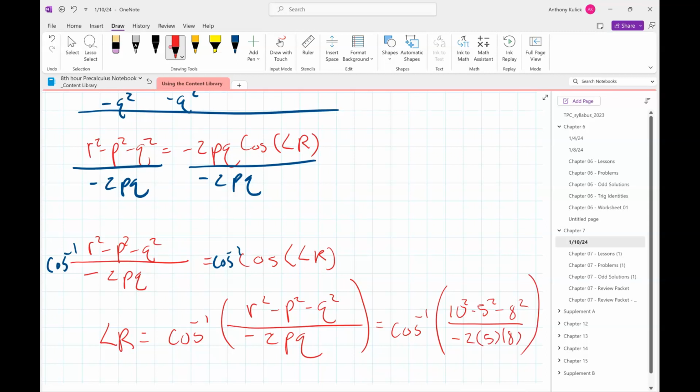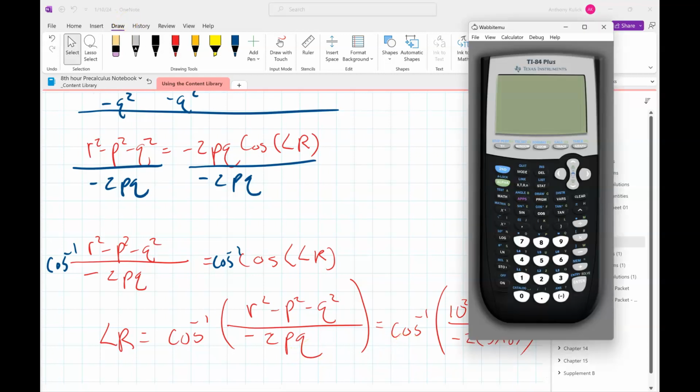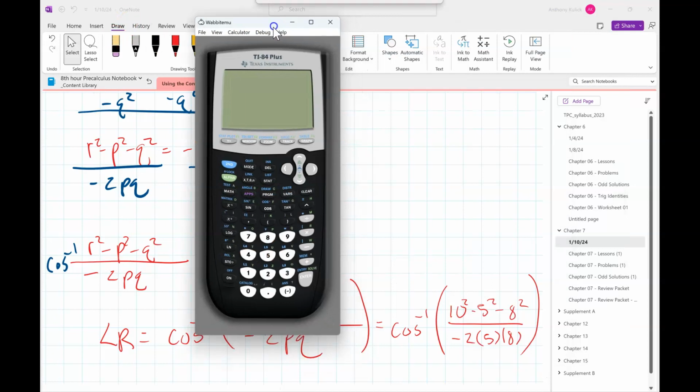And if you haven't been listening to me before about typing into your calculator the way it looks on your sheet of paper, please do it now. So many students get this one wrong because, even though they have the right stuff written down here, they can't get it into their calculator correctly.